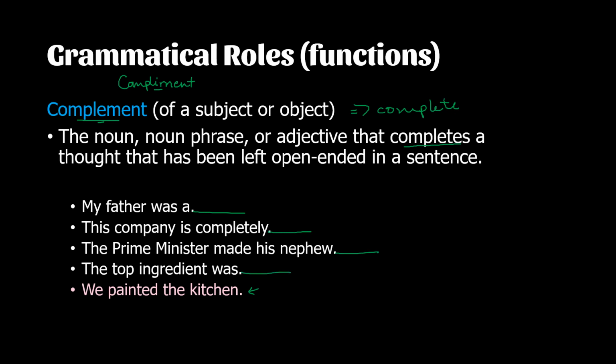Now, my father was a... There's a hint that there's going to be a noun. This company is completely... We have an adverb here. That means it's going to describe an adjective. The Prime Minister made his nephew, I don't know, into what? So we have a question of what. So that's going to be a noun. The top ingredient was what? It could be a noun. It could be an adjective. It could be the top ingredient was expensive, or the top ingredient was a mushroom. So let's look at how we can complete these sentences with complements.